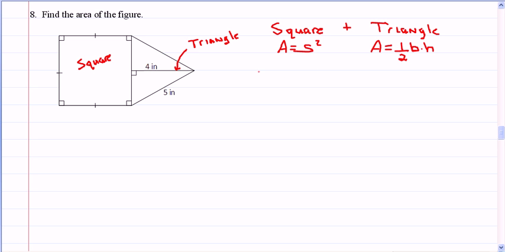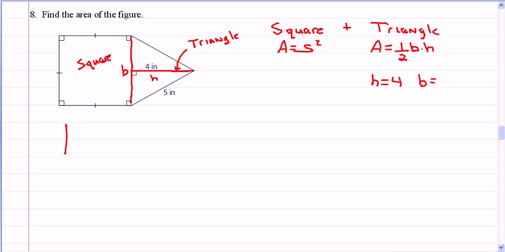So looking at the square, I don't have any of the sides of a square. So that means I can't start with the square. I have to start with the triangle. And this length of the triangle is the base, and this length of the triangle is the height. So we know in the triangle that the height is equal to 4. To find the base, I'm going to use the Pythagorean theorem to find half of the base and then double it to find the full base.